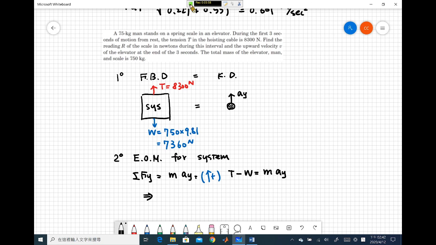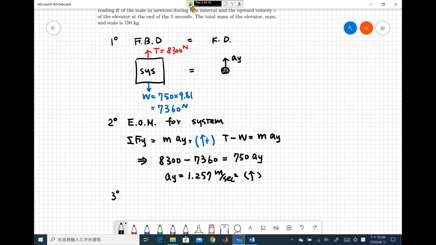So your T is 8,300 minus the W, 7,360. The mass, remember, we consider the whole system, is 750 kilogram times ay. So your ay will be equal to 1.257 meter per second squared upward.